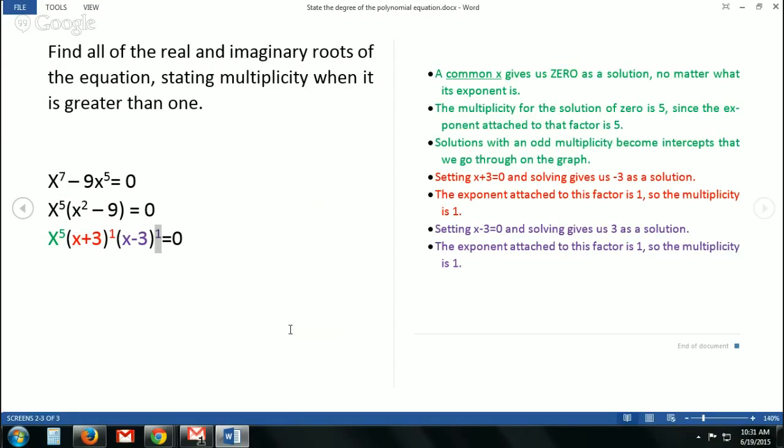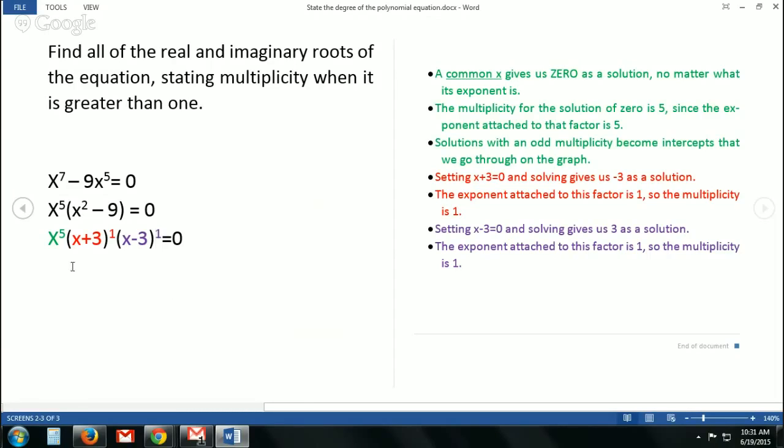Now, why would we want to know the multiplicity? The reason the multiplicity is important to us is it tells us on a graph whether we pass through the associated x-intercept or whether we bounce off of it. We'll bounce off of things that have an even multiplicity. We'll pass through things that have an odd multiplicity.